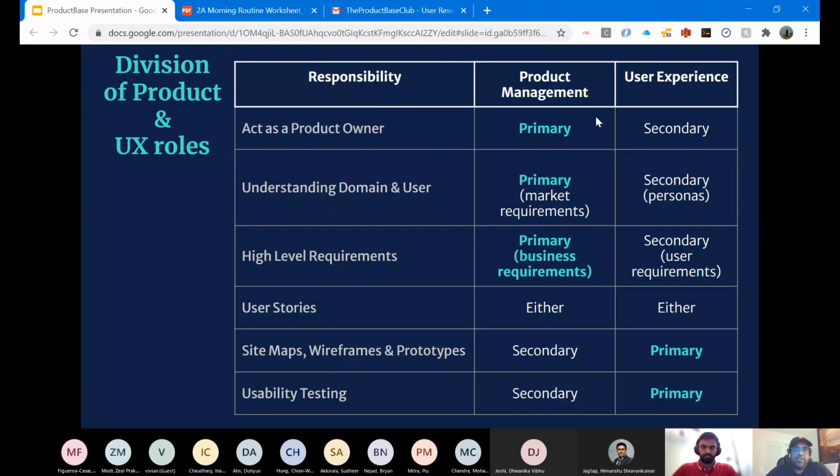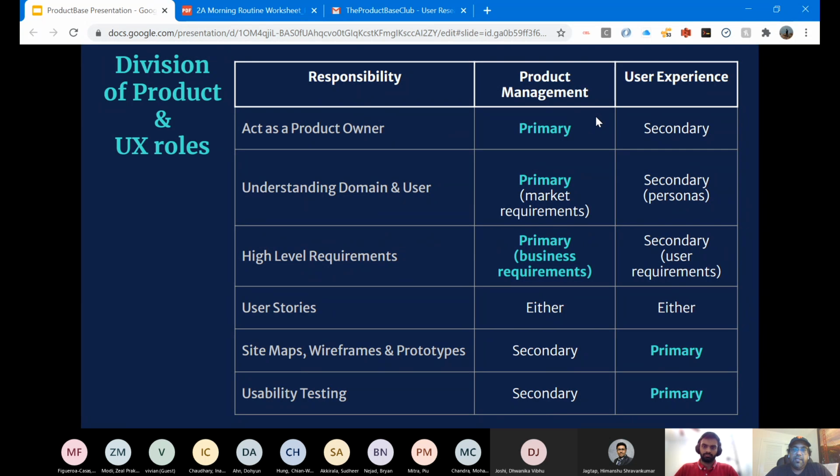So if anyone asks how do you divide roles between PM and UX roles, right? A PM is definitely plugged in to all of these, but there's primary and secondary owners in a lot of these scenarios. So when you think about who owns the product, obviously the product manager owns it, but user experience folks are secondary owners in this sense, because they're responsible for delivering the user experiences.